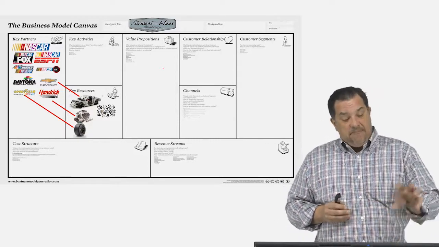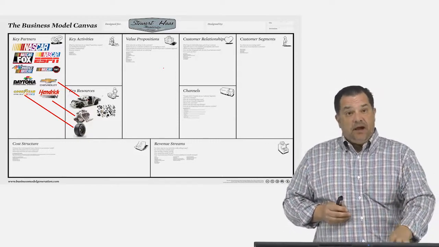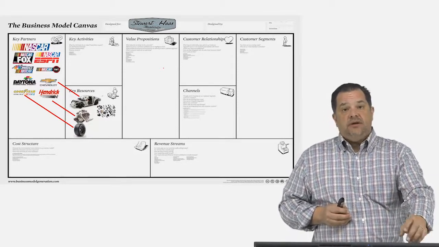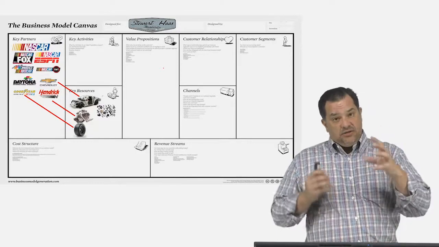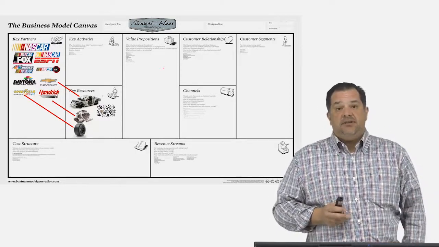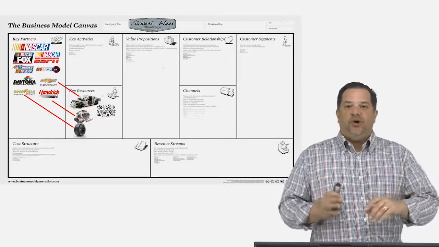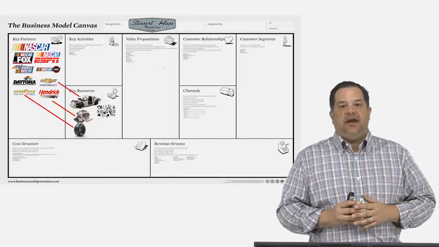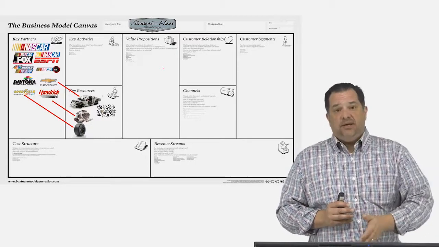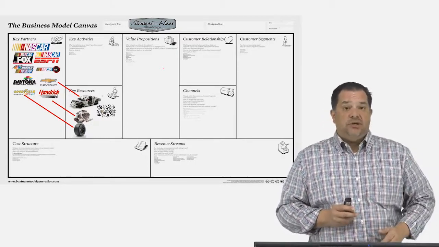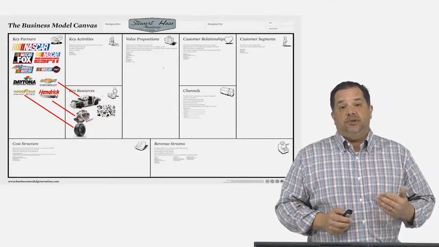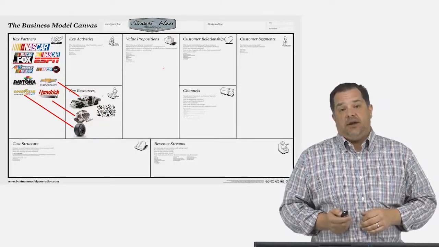But what you see here is, in many cases, our suppliers, which are key partners, supply some of our tools and our resources, which also go in that box. So as I showed you earlier on the first canvas we looked at today, you've got some relationships here between key partners and key resources. Many of those key partners are suppliers of the things that we need to be able to build and execute on our product.